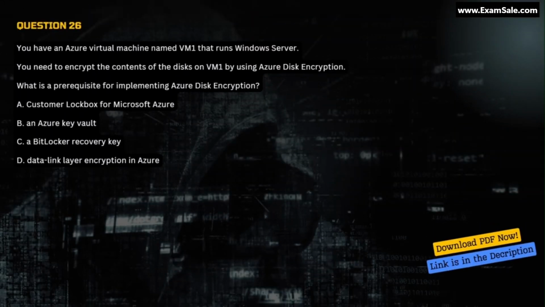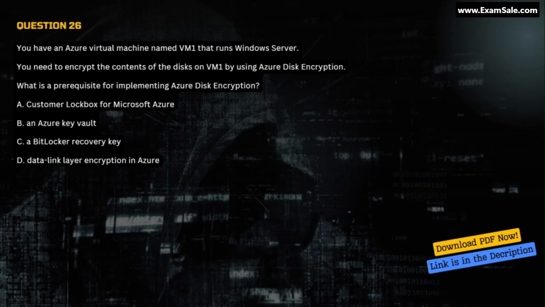Question 26. You have an Azure virtual machine named VM1 that runs Windows Server. You need to encrypt the contents of the disks on VM1 by using Azure Disk Encryption. What is a prerequisite for implementing Azure Disk Encryption?